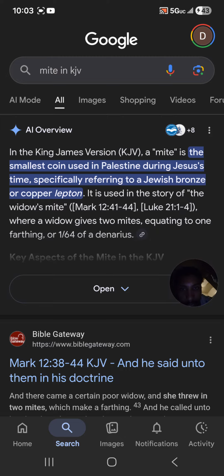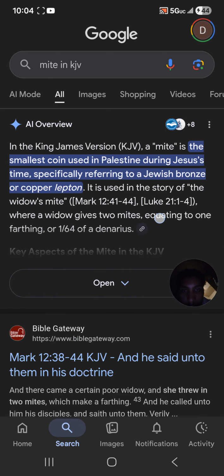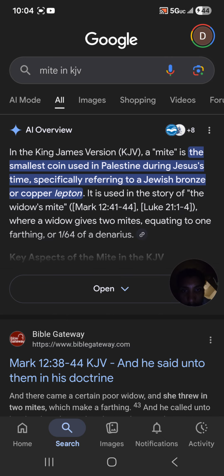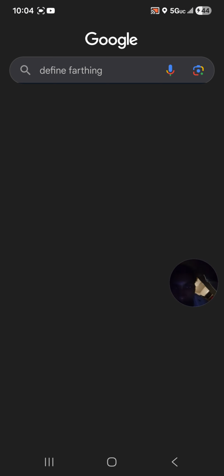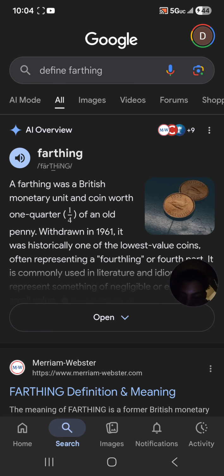It is used in the story of the widow's mite, Mark 12:41-44, and Luke 21:1-4, where a widow gives 2 mites equaling one farthing, or 1/64 of a denarius. So she pinched in 2 small coins. Those are the precepts right there. Farthing. And I want to get into this account. Lord willing, an edifying lesson. Let's get into the account.